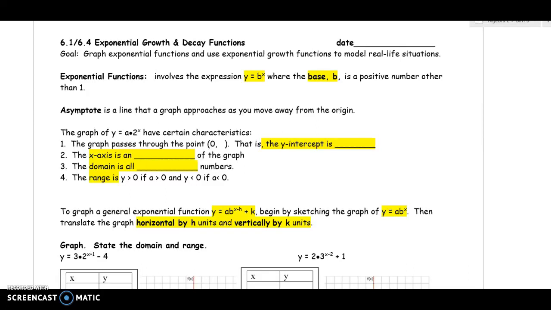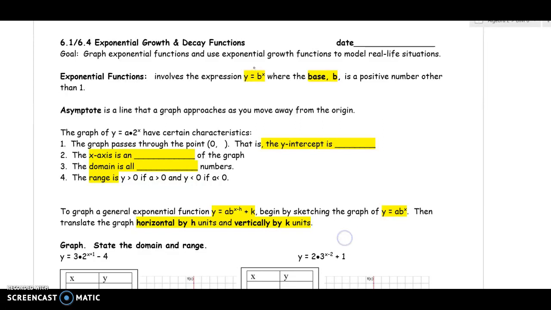Today we're going to graph exponential growth and decay functions, mostly not using a graphing calculator. If you have a graphing calculator, I'll tell you how you can use that to make this a little bit easier. If you want to borrow one of mine, you're always welcome to in class.